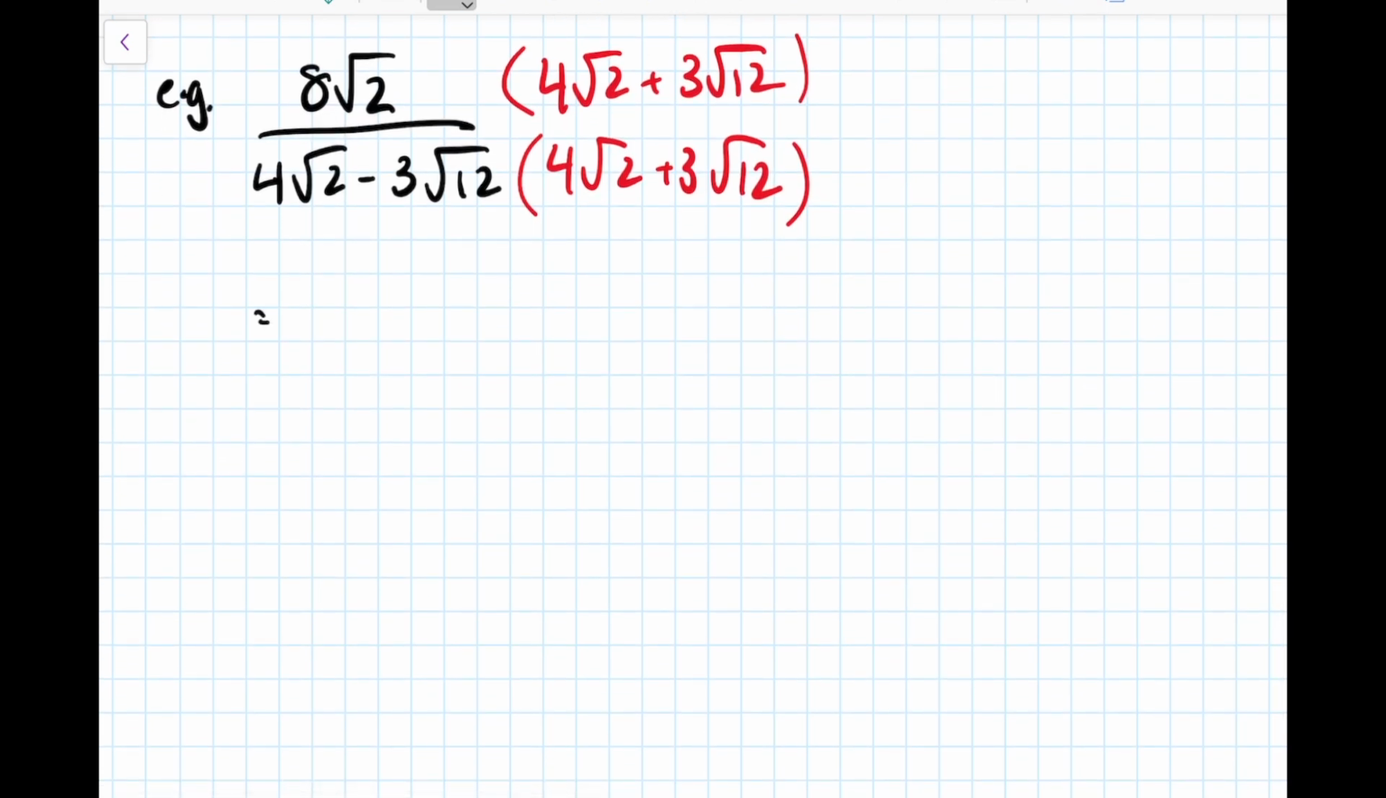So if we distribute up top, that's going to get me 32. And then root 2 times root 2 is just going to get me 2. Then it's going to get me 24. And root 2 times root 12 gets me also 24.